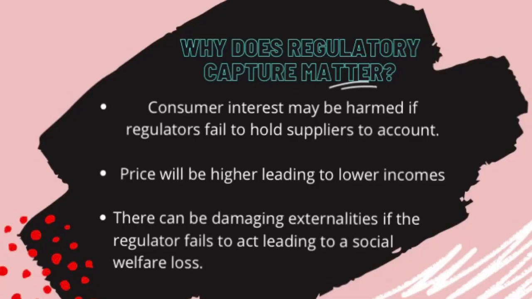So the next point is that prices will be higher for consumers than they would be if there was better regulation, and that can lead to a fall in real incomes. And also this perhaps has a regressive effect on relatively poor households. And what else matters is that there can also be damaging externalities, external costs, if the regulator fails to act, perhaps leading to a social welfare loss.